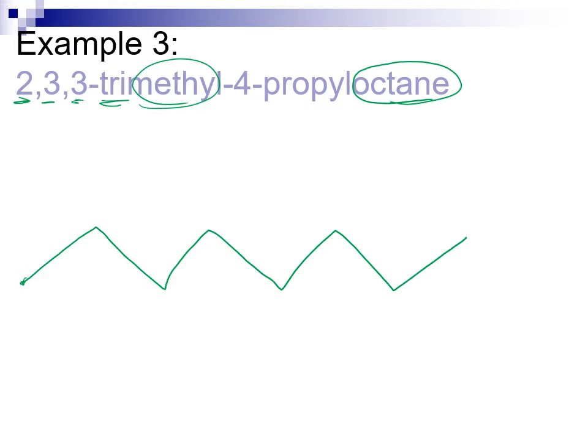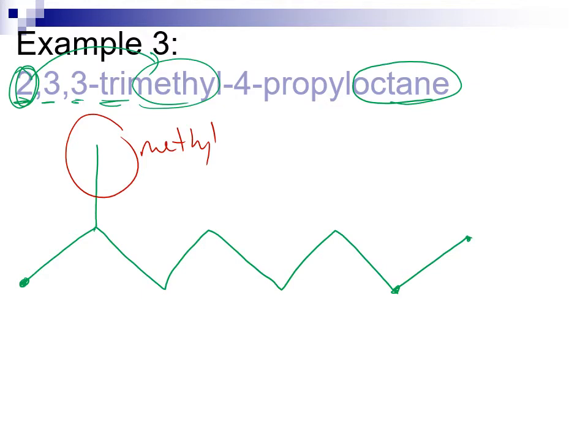I'm choosing to start on the left. I could start on the right, and this could be my first carbon over here, and this could be my second carbon, but I like writing left to right, so I'm going to start with this carbon being carbon number 1, which means this is carbon number 2, and I know this tells me on carbon number 2 there is a methyl branch. So I have taken carbon number 2 and I've put this methyl branch on carbon number 2.